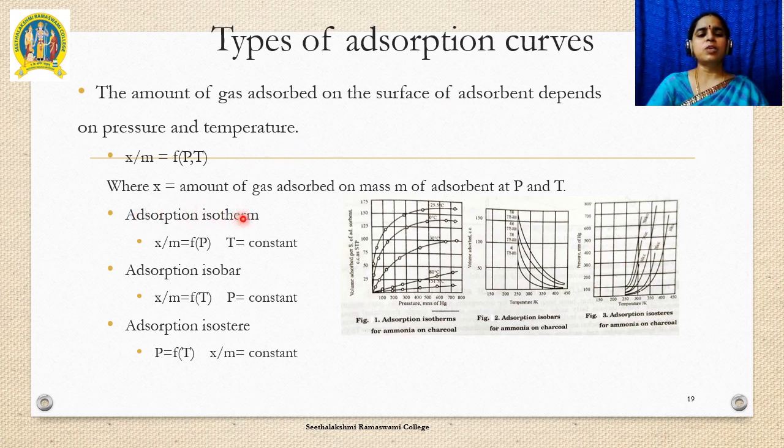The first one is adsorption isotherm. In this, temperature is maintained constant throughout the process. So, the adsorption depends on the pressure of the system. In the second one, the isobar, the pressure is kept constant throughout the process and the adsorption depends on the temperature. In the third type, that is adsorption isostere, the adsorption is kept constant and the variation of pressure with temperature is noted. That leads to adsorption isostere.